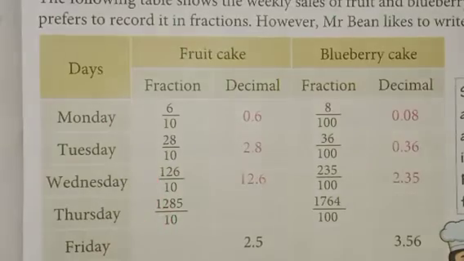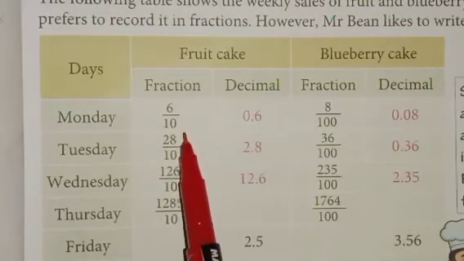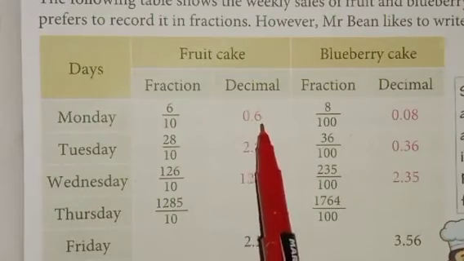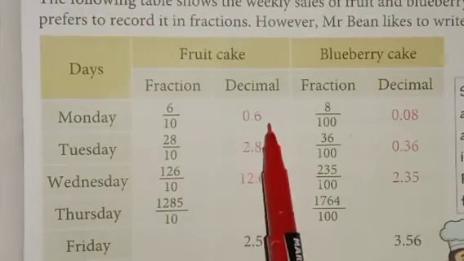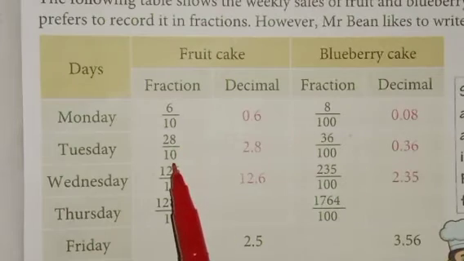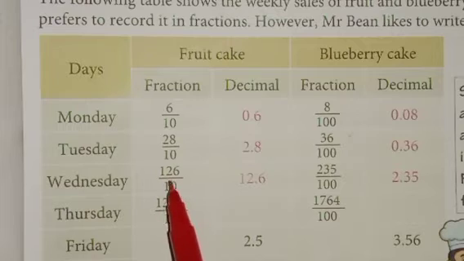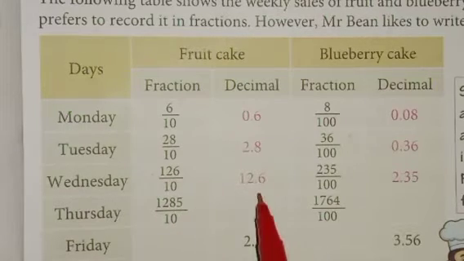So look at the textbook activities, page number 31. 6 by 10. I told you, here 10 has only one 0, so after the point only one number will be there. 0.6. 28 by 10. Here after the point only one number, so 2.8. Next, 126 by 10. Here after the point only one number will be there. The numerator has 3 numbers, so we write 3 numbers and put the point here.